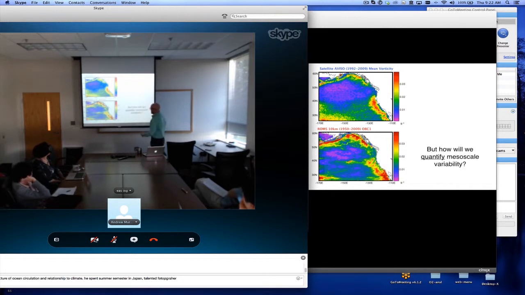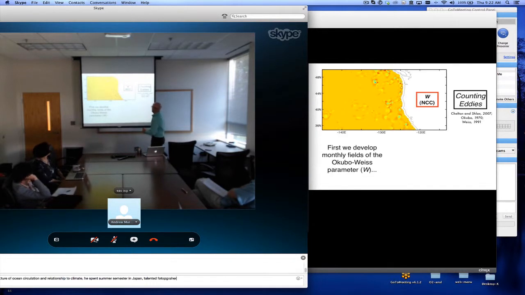So how are we going to quantify mesoscale variability? Here it's done with vorticity, but we said we wanted an approach that would quantify anticyclones and cyclones specifically. So we tend to count eddies. That's what we do. There is quite a bit of precedent for counting eddies. We have a slightly different procedure for doing it, but it does have its precedent.